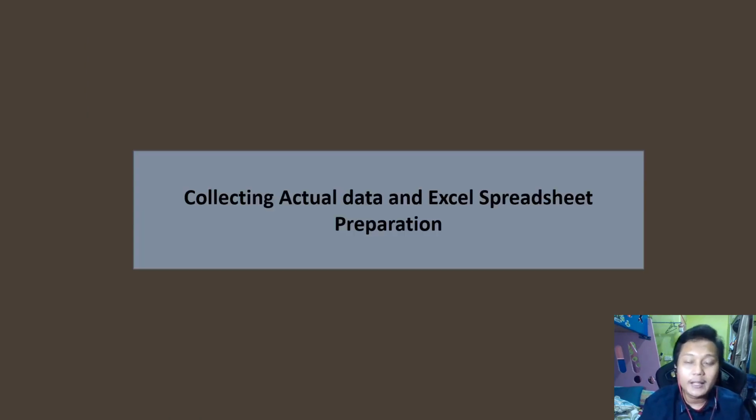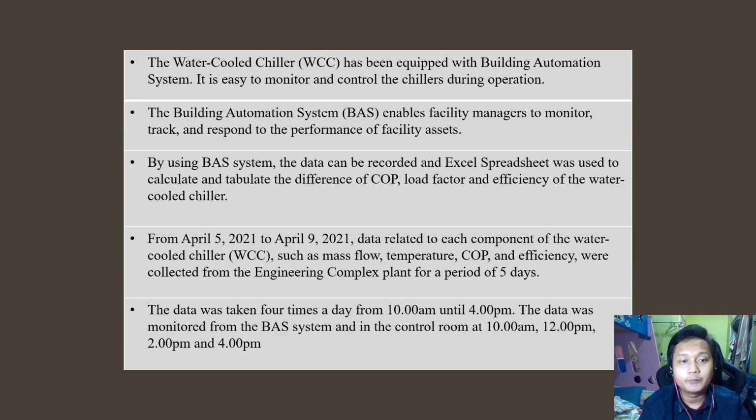Collecting actual data and Excel spreadsheet preparation. The water cool chiller has been equipped with a building automation system, BAS. It is easy to monitor and control the chiller during operation. The building automation system enables facility managers to monitor, track and respond to the performance of facility assets. By using the BAS, the data can be recorded, and an Excel spreadsheet was used to calculate and tabulate the difference of COP, load factor, and efficiency of the water cool chiller.